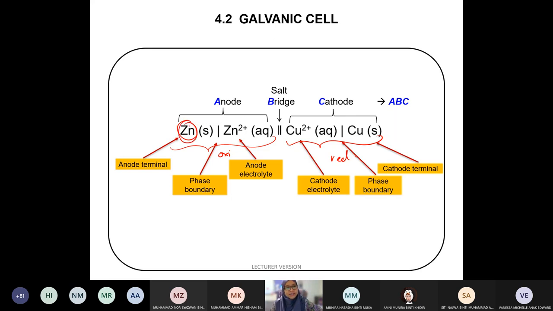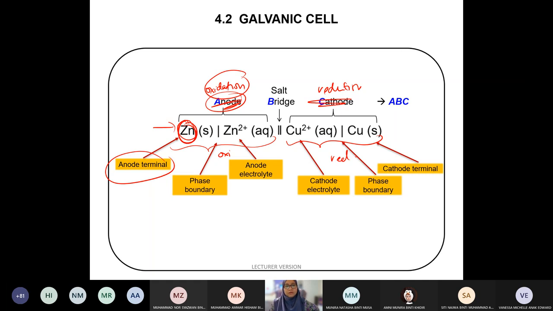Bukan anode dia ni eh, zinc sebenarnya. Anode dia zinc. The anode part ataupun the oxidation part, saya rasa yang lebih sesuai adalah oxidation part. This is the reduction. Okay, tapi kalau anode, you tanya yang mana? Zinc sebenarnya. Zinc is the anode. Yes, the terminal. So, I think it's better to use oxidation and reduction rather than anode and cathode.